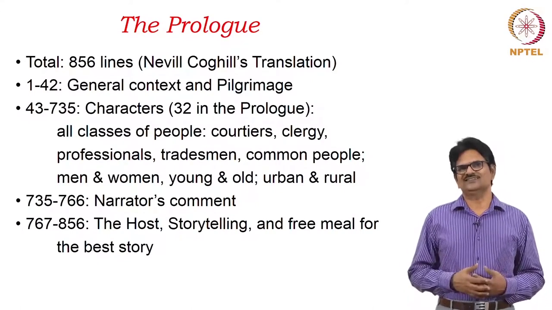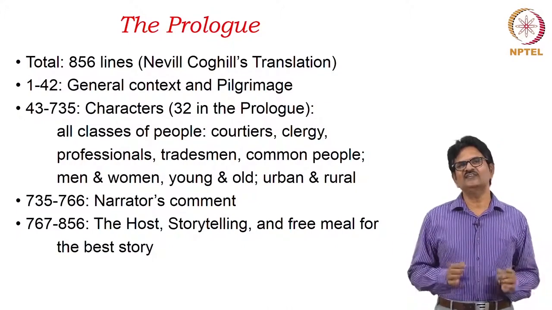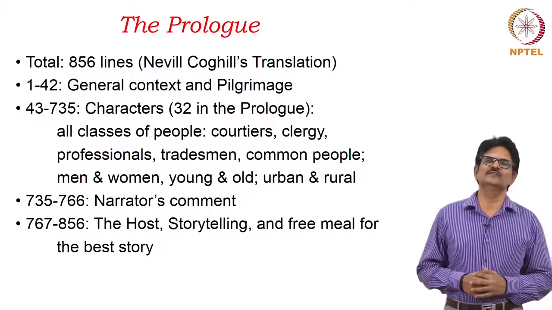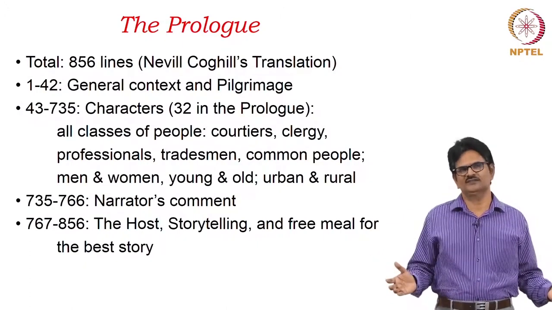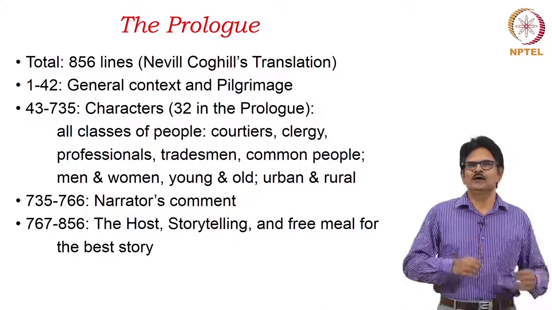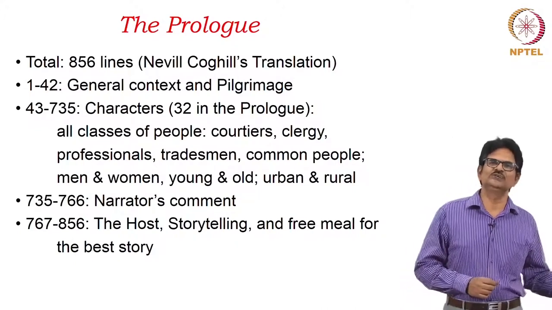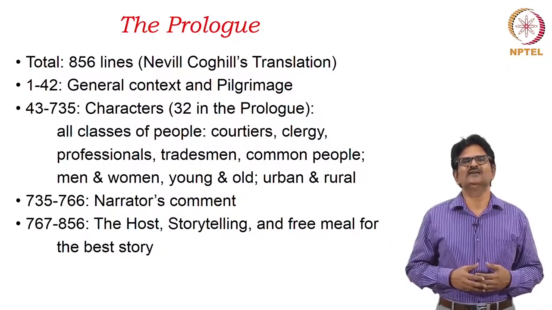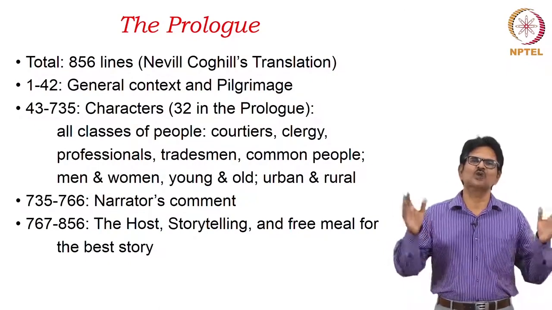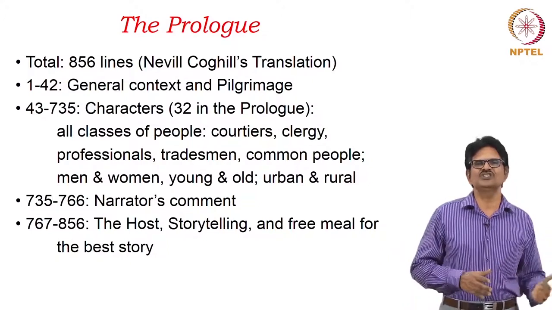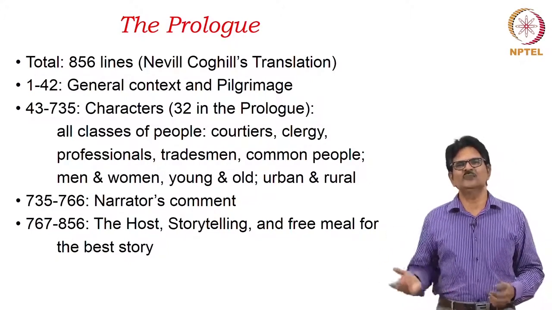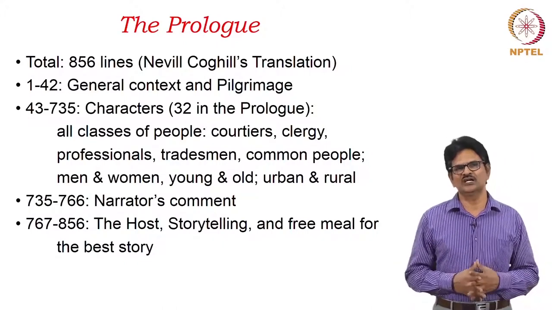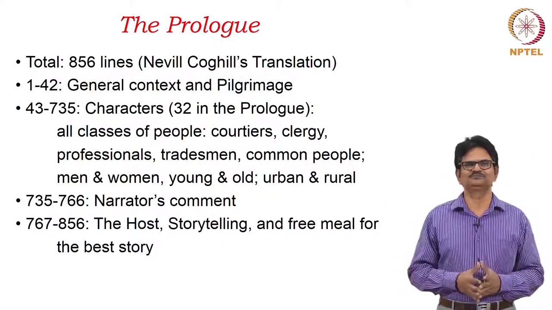In Neville Coghill's translation, we have 856 lines in the prologue. In the first 42 lines, we have the general context and the idea of the pilgrimage. In the next section, from 43 to 735, we have all these characters being described. They belong to all classes of people. We have courtiers, clergy, professionals, tradesmen, common people, men and women, young and old, urban and rural. We have all kinds of people.